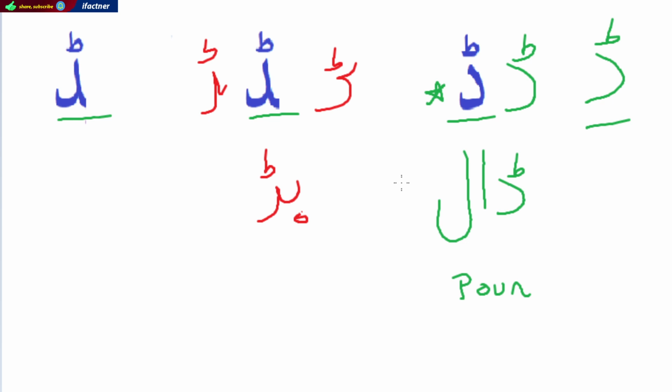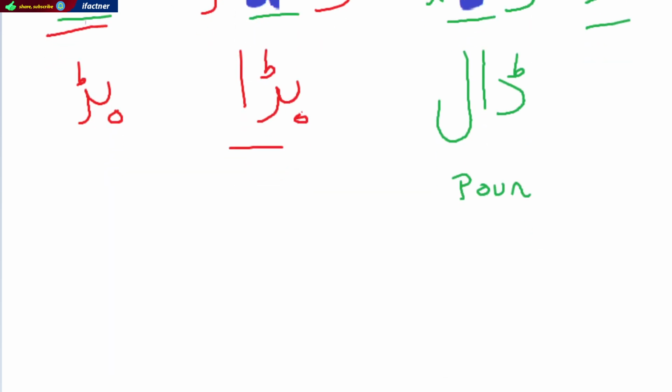When it comes at the end of a word, it is written in the same way. For example, be dal bud. You can also write be dal alif bada. It doesn't mean anything, but I'm just showing you how to write dal. So we write dal in the same way as we write dal.